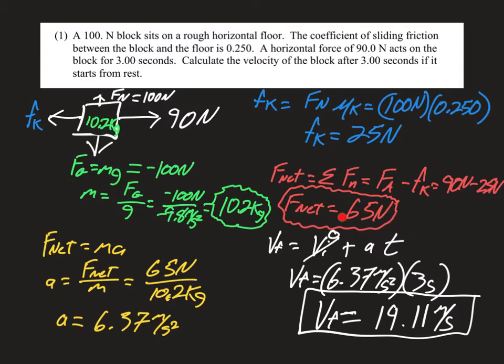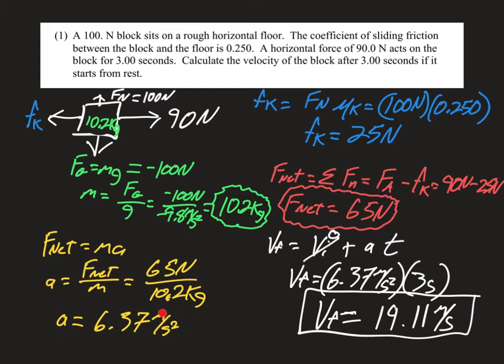With that, though, I now know its mass, I know its net force, and I know my other formula for net force is that the mass times acceleration equals the net force. So I can use this to solve for what my acceleration would be. My net force is 65 newtons. My total mass is 10.2 kilograms. Gives me an acceleration of 6.37 meters per second squared.